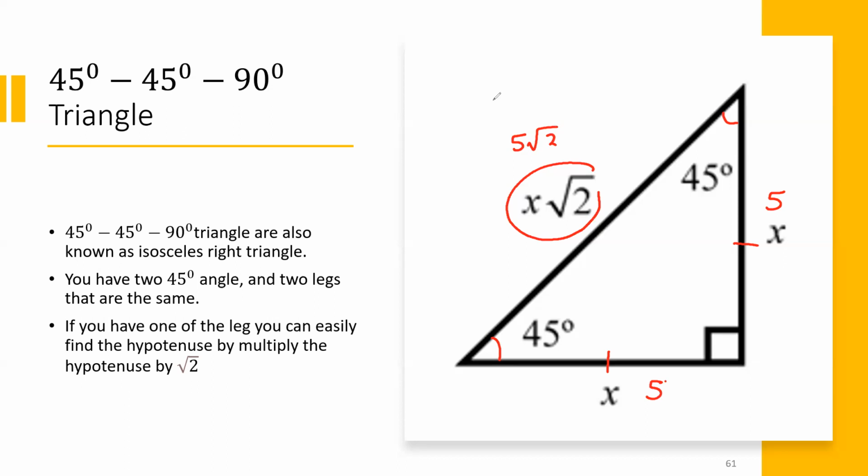What happens if they didn't give you a leg? Let's say they give you a hypotenuse. Let's say this hypotenuse is 10 radical 2. How would you find the leg? The leg is just the number in front of the radical. So this leg here would be 10, and this leg here would be 10. That's it. I hope that doesn't sound too confusing, but we will go over examples. So yeah, this is your typical 45, 45, 90 triangle.